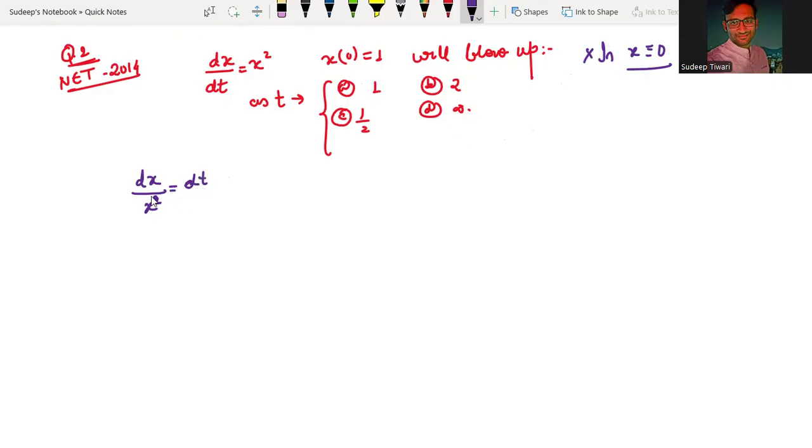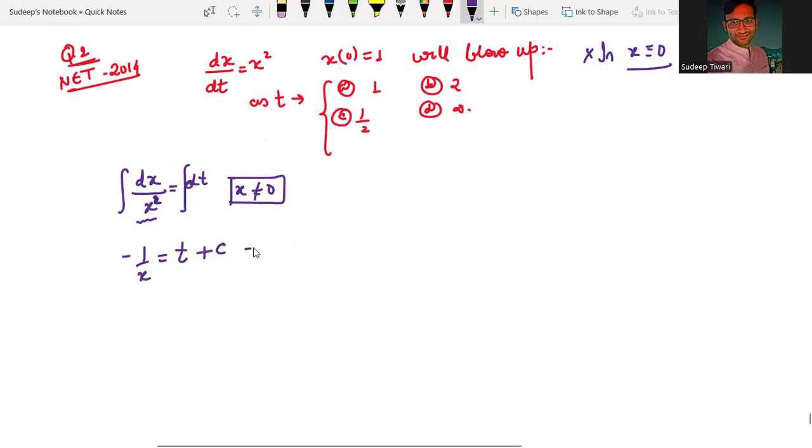So you can without any tension, without any stress, you can simply take your x on the denominator side, because x certainly cannot be entirely 0. But on one particular point, it may be 0. So I'll still write x cannot be equal to 0. Okay, so now here -1 upon x is equal to t plus c. And I know that at t equal to 0, your x is equal to 1. It implies c is equal to -1. And if I'm writing c equal to -1, then it is -1 upon x plus 1 is equal to t.